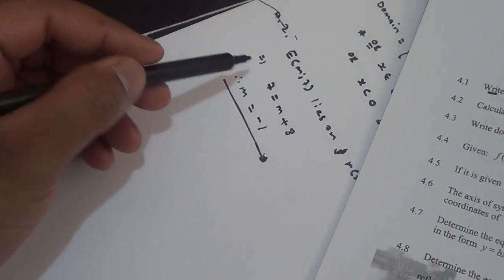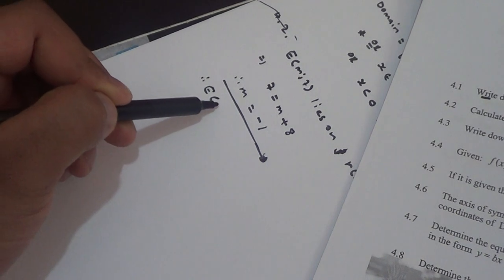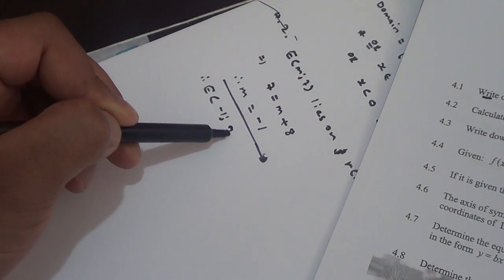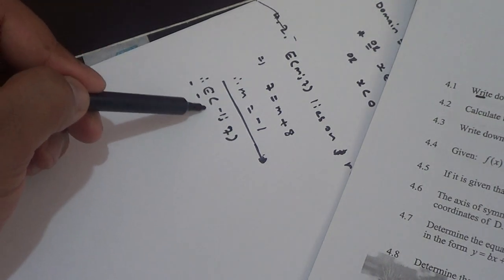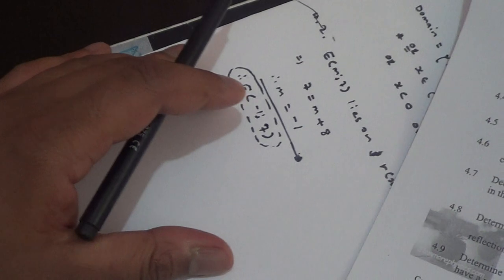So of course, if that is the case, then we can already tell that E is the point minus 1, 7. But that was not the question, so we're just doing this conclusion for ourselves.